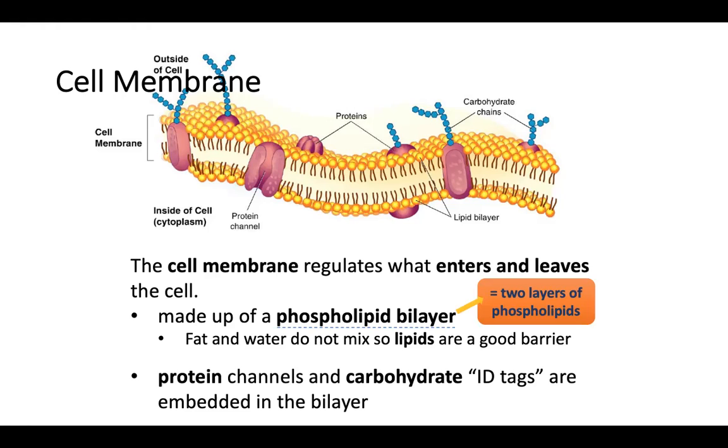So there are also protein channels found in here and carbohydrate chains. So when we talked about macromolecules, we talked about how lipids make up the what? The cell membrane, okay? Because the phospholipid bilayer is made up of lipids, okay? But you also find proteins and carbohydrates in the cell membrane, okay?